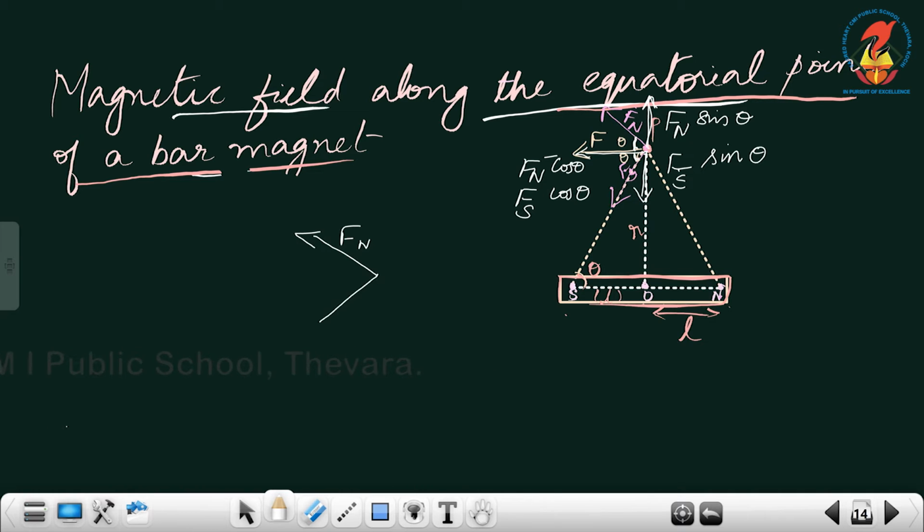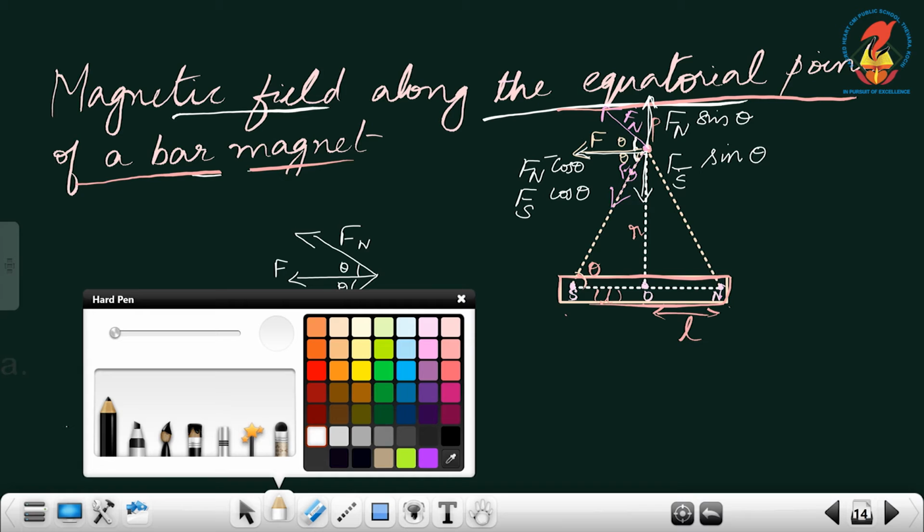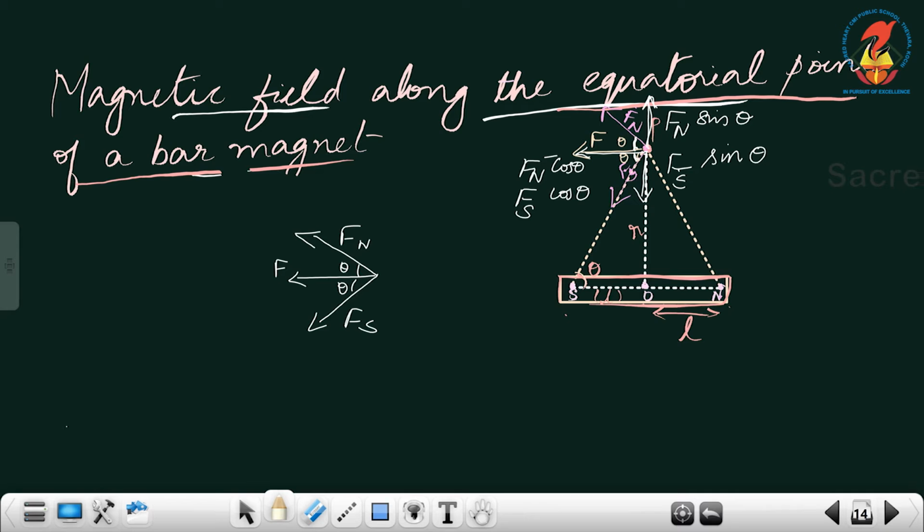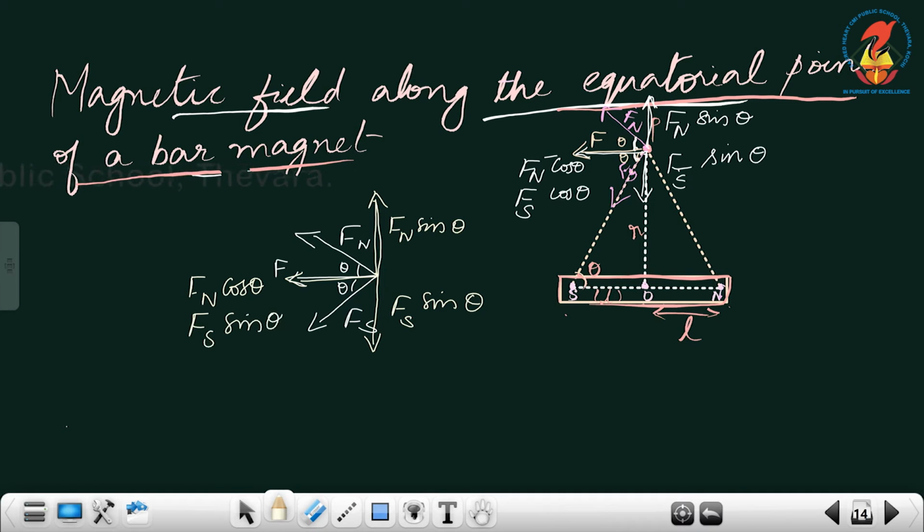This is Fn, this is Fs, this is the resultant force F, this angle theta. What I am going to do is resolve Fs and Fn along the vertical direction and along the horizontal direction. Along the vertical direction, the component of Fn will be Fn sin theta and the component of Fs will be Fs sin theta. Whereas along the horizontal direction, the component of Fn will be Fn cos theta and the component of Fs will be Fs cos theta.